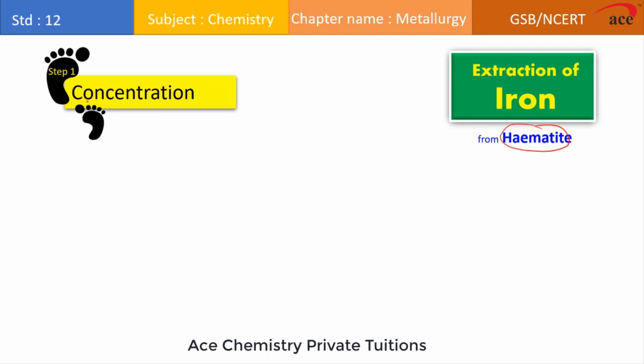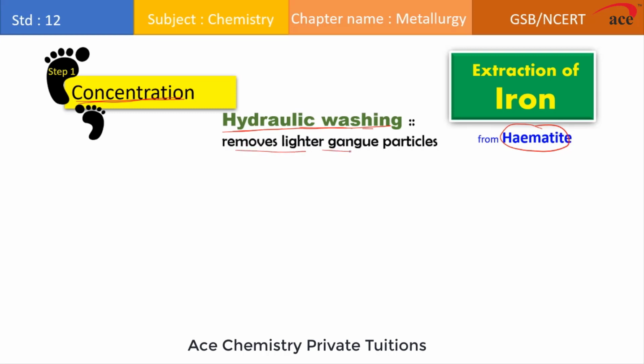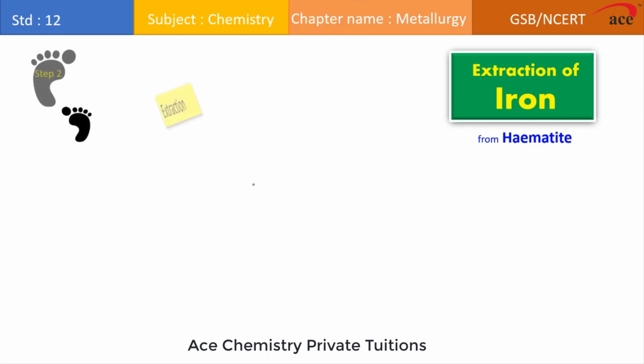Concentration. Now we all know that the concentration step involves removal of the gangue particles, that is earthy associated impurities. For this purpose, student, there are various methods, but the method which is used here is what? Hydraulic washing. Now we know that the principle behind hydraulic washing is what? There is a difference of densities between the metal compound and the gangue particle. So through hydraulic washing, we are removing lighter gangue particles.